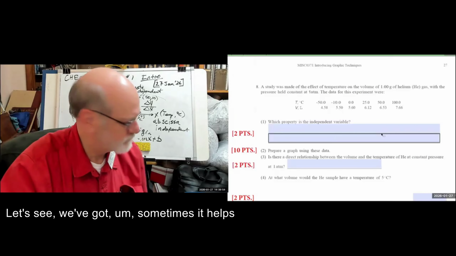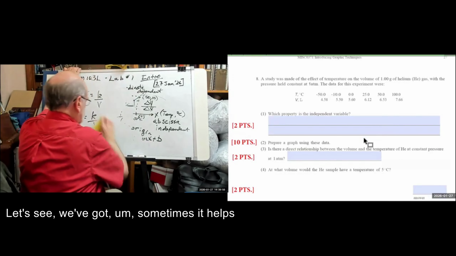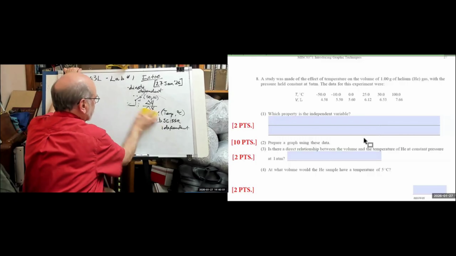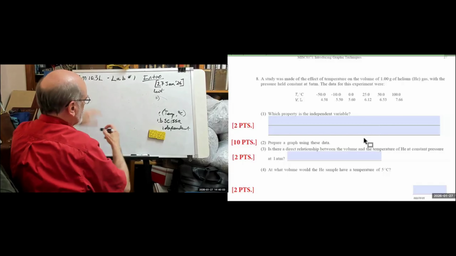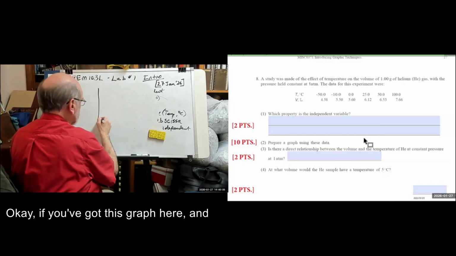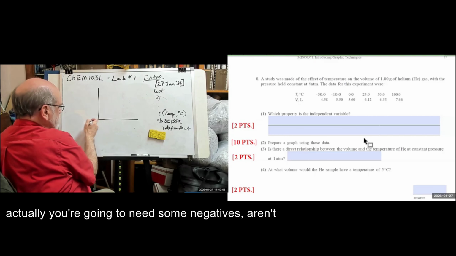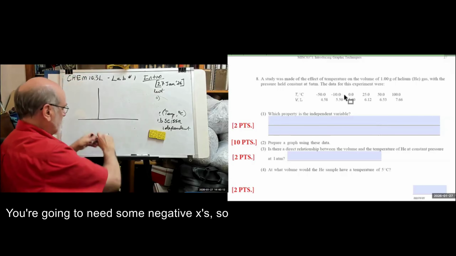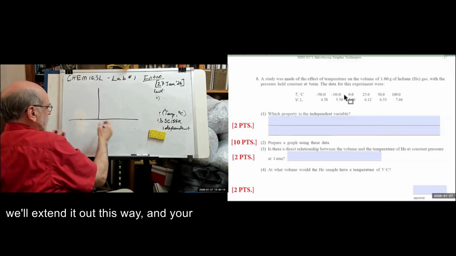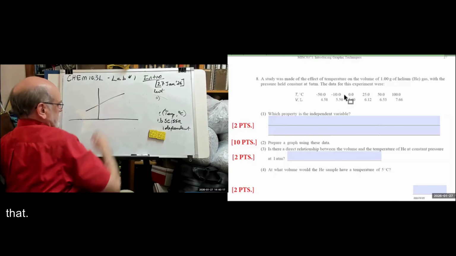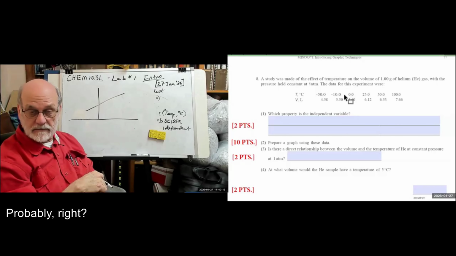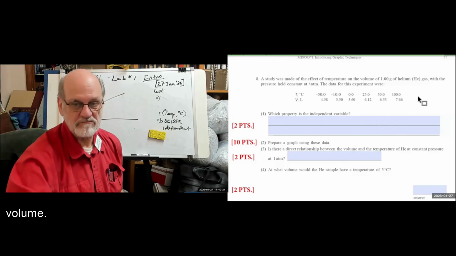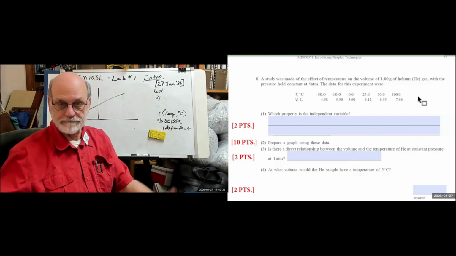Now, what are the units of the slope? Let's see. Sometimes it helps to draw a picture. Okay, if you've got this graph here, and actually you're going to need some negatives, aren't you? Right? You're going to need some negative x's. So we'll extend it out this way. And your best fit line is going to be like that. Probably, right? As we get bigger temperature, we get bigger volume. Yeah, so it's going to be a positive slope.